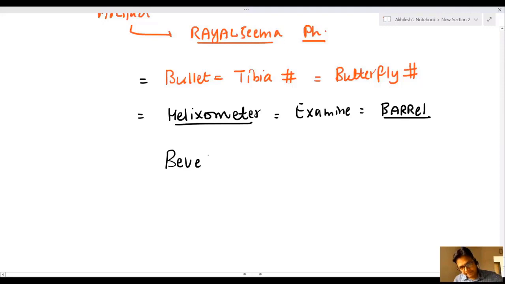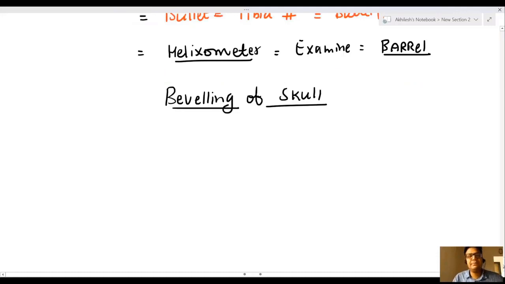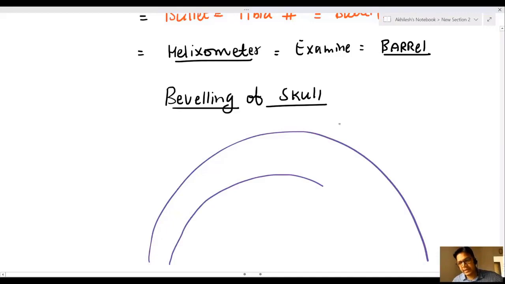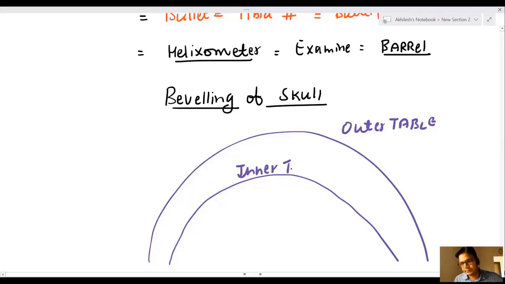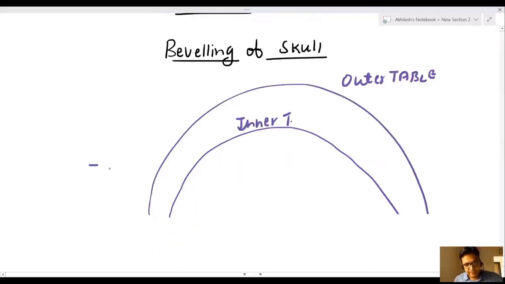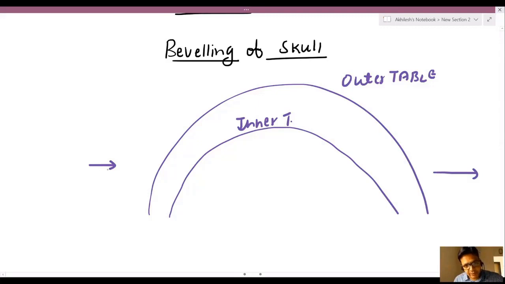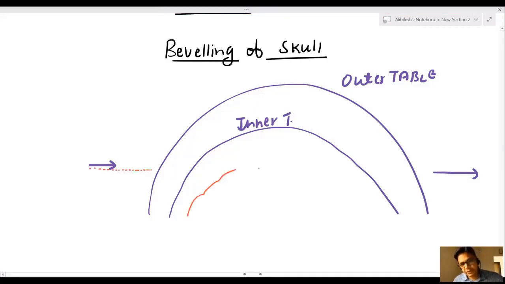Now, sir, the last word of firearm injury is beveling of the skull bone. Sir, see. This is the skull bone, outer table. This is the inner table. This is the entry wound. This is the exit wound. Now, sir, this bullet is coming from here. This is your brain.